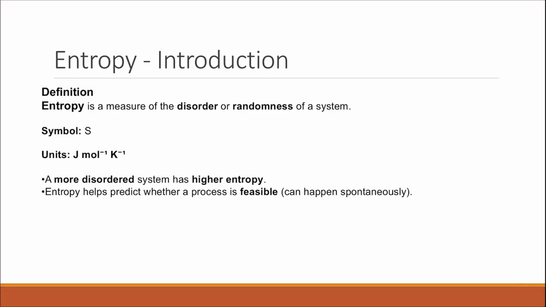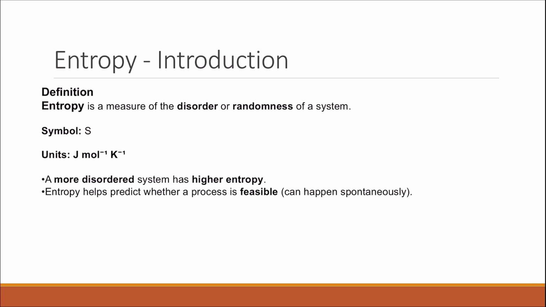Entropy is a measure of the disorder or the randomness of the system. Systems like to have more randomness or disorder, and that will increase the stability. The symbol for the entropy is S, and the unit for the entropy is joule per mole per Kelvin. A more disordered system means that it has higher entropy, meaning it's more stable. So the more the disorder, the more the entropy and the more the stability.